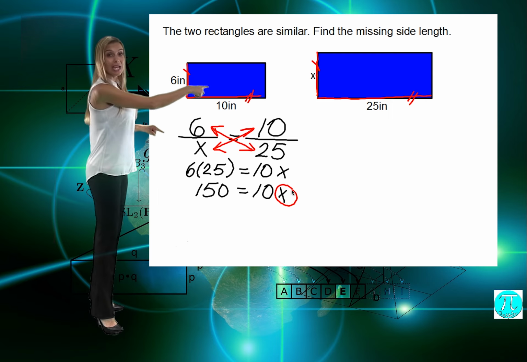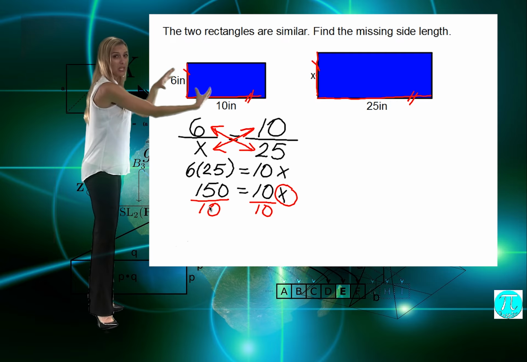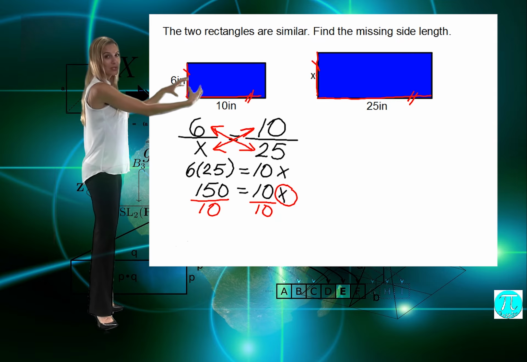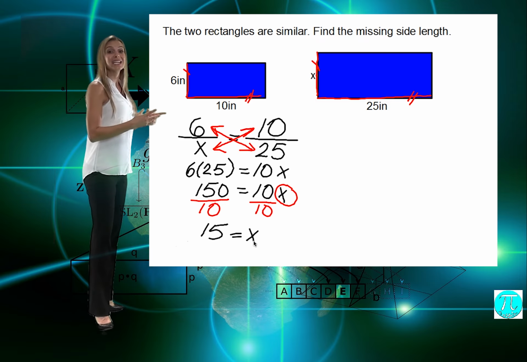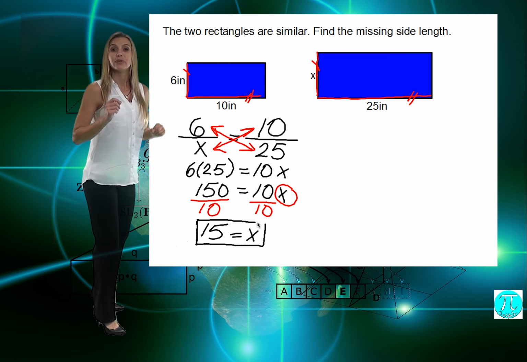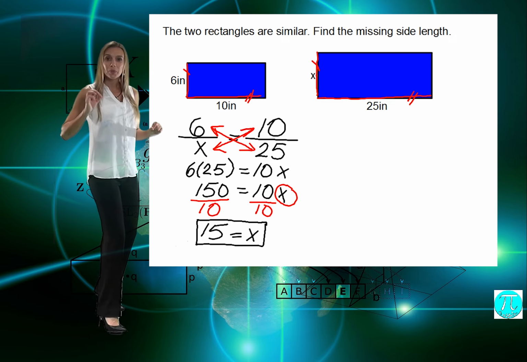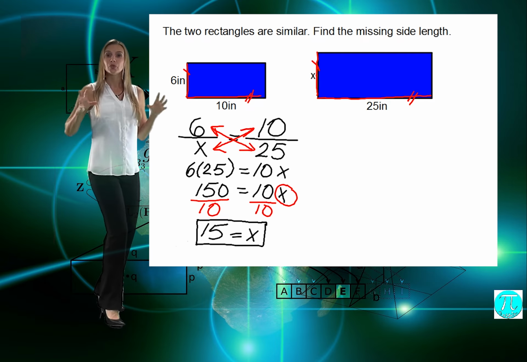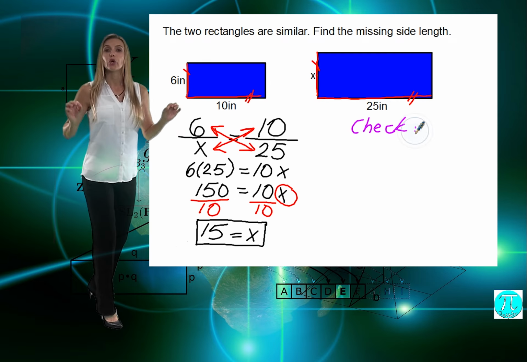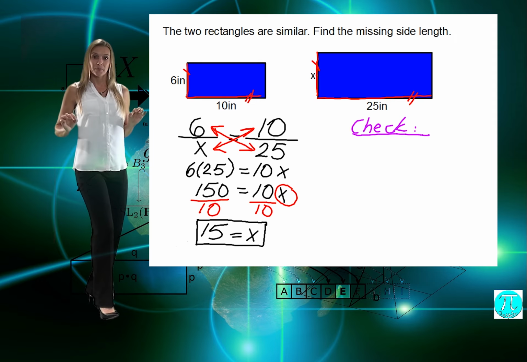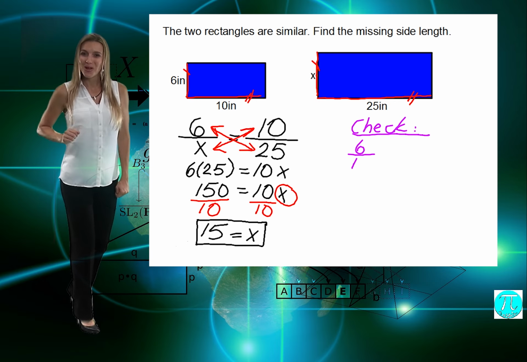Well, we're looking for the x, right? To undo multiplication that is attaching the 10 to the x, we have to divide. We'll be dividing both sides by 10, and that will give us 15 equals x. Now, what do we want to make sure that we do before we say yes, it's 15? We are going to do a check. Check is going to say yes, you're right, or no, you're not right.